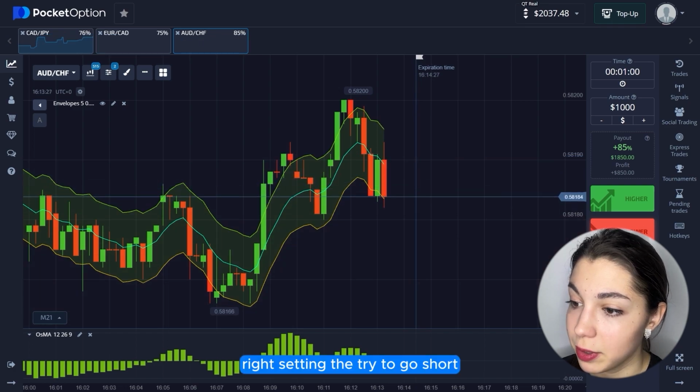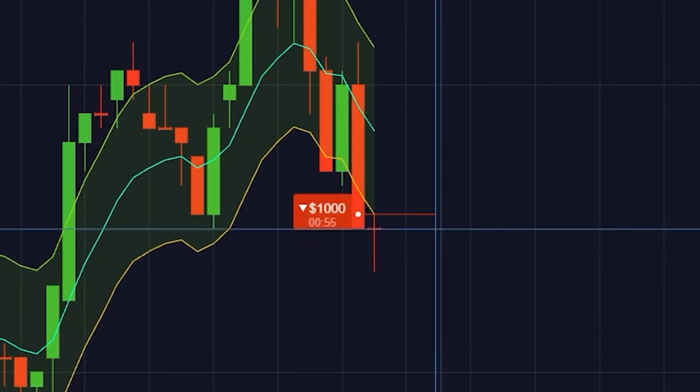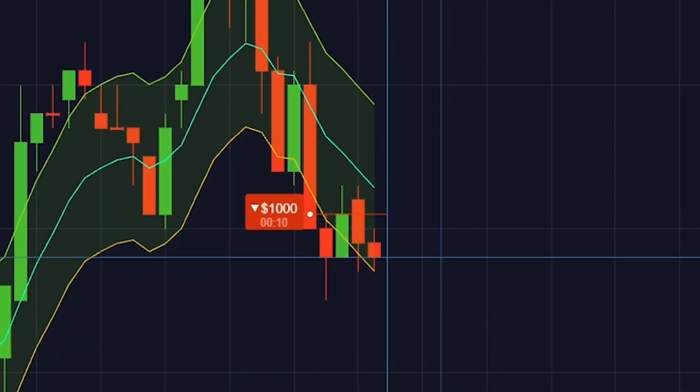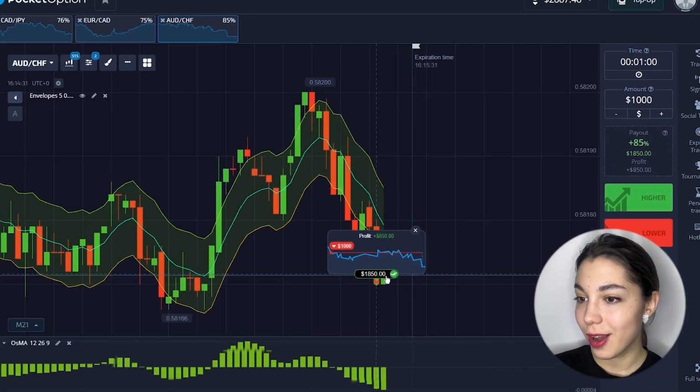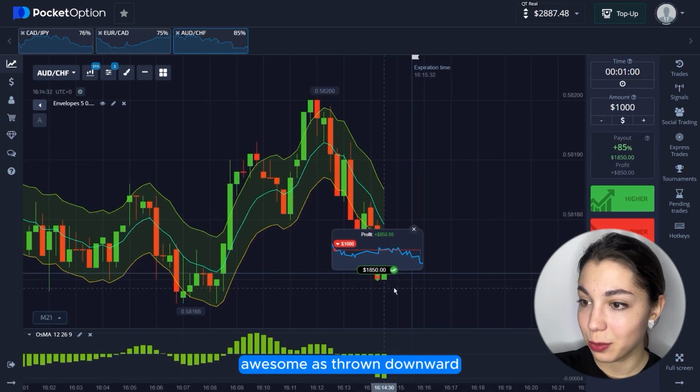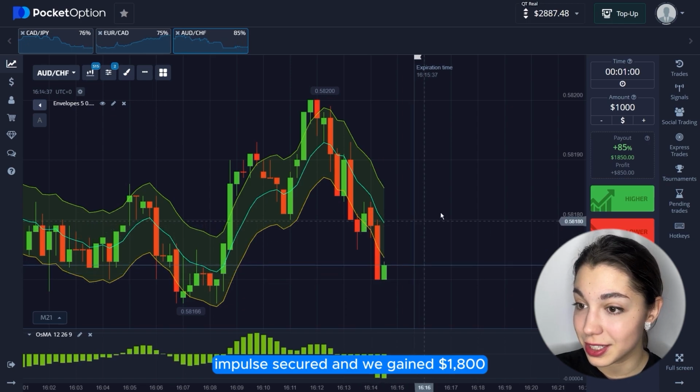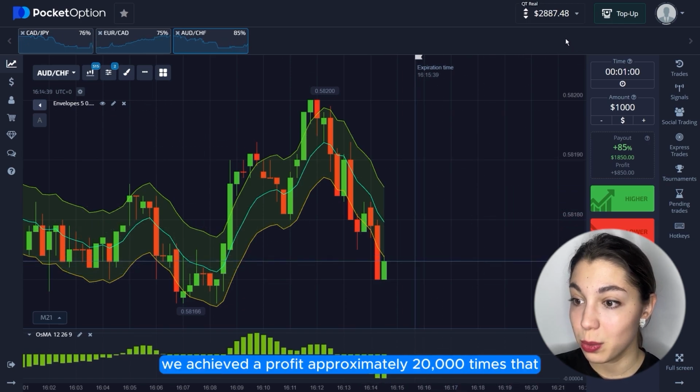Great, setting the trade to go short. Awesome! A strong downward impulse occurred and we've gained $1,800. I think we can sum up. Today we achieved a profit of approximately 20,000.